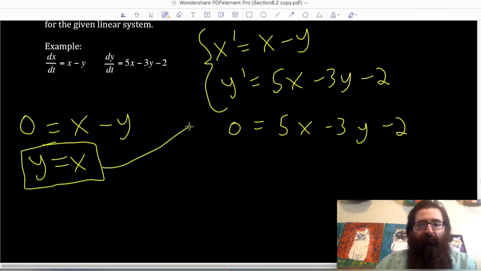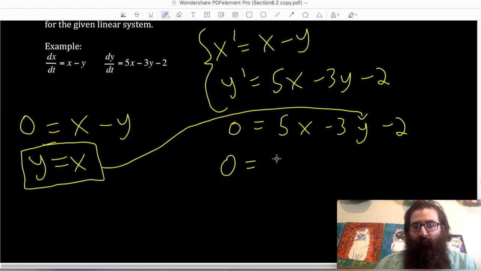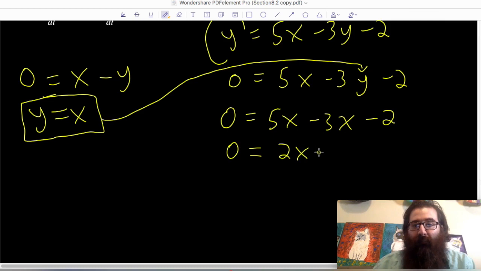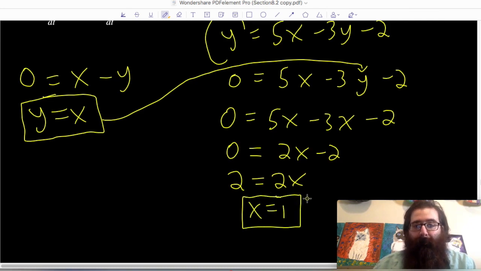So I can substitute in this other equation here. So 0 is equal to 5x minus 3x minus 2. I can combine like terms. So 0 equals 2x minus 2. If I add the 2 over, that means 2 is equal to 2x. And then dividing by 2, x is equal to 1. Now since I know x, I can find y, and y is equal to x. So that means y is 1.